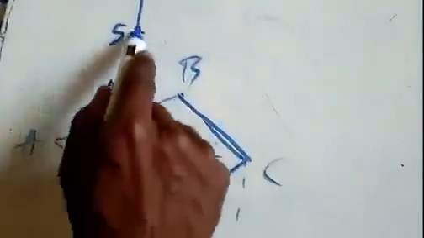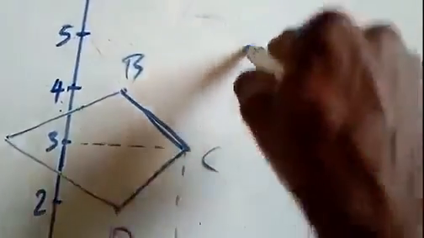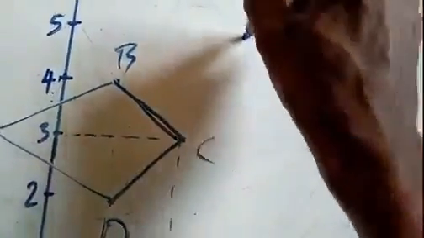Now, let's go and check for the image. A prime will be 3, 5. This is 3 traced to the location of 5, which will be around this place. So, our A prime is somewhere around here.